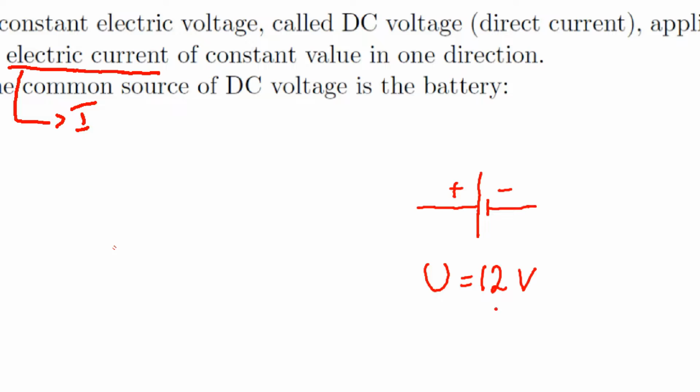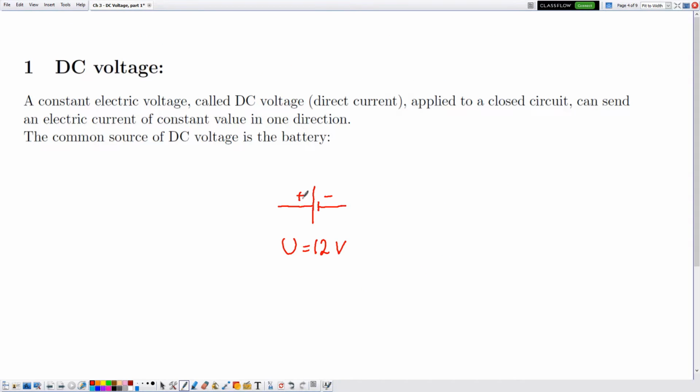Now because the voltage here is of constant value, then the electric current I will also be of constant value and in one direction. We have seen that the direction of the electric current is from the positive pole to the negative pole inside a closed circuit. Now the common source of DC voltage is the battery. Then this is the battery.